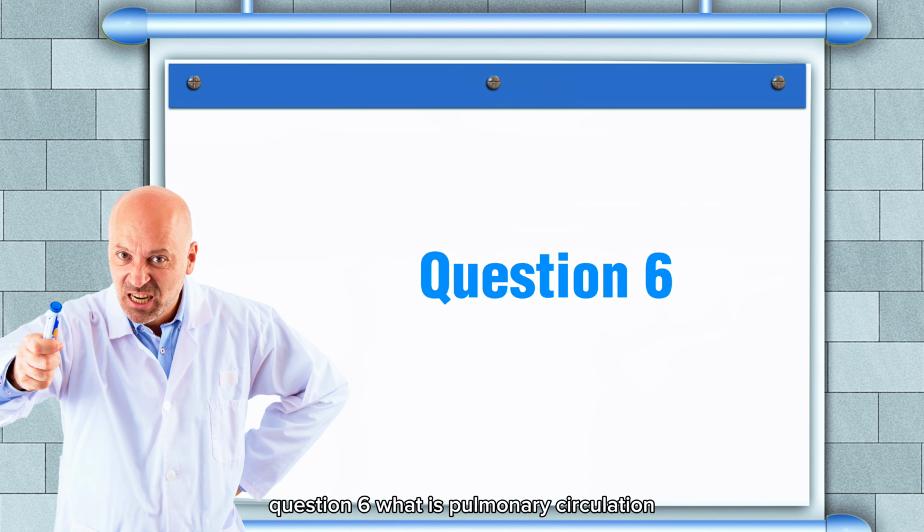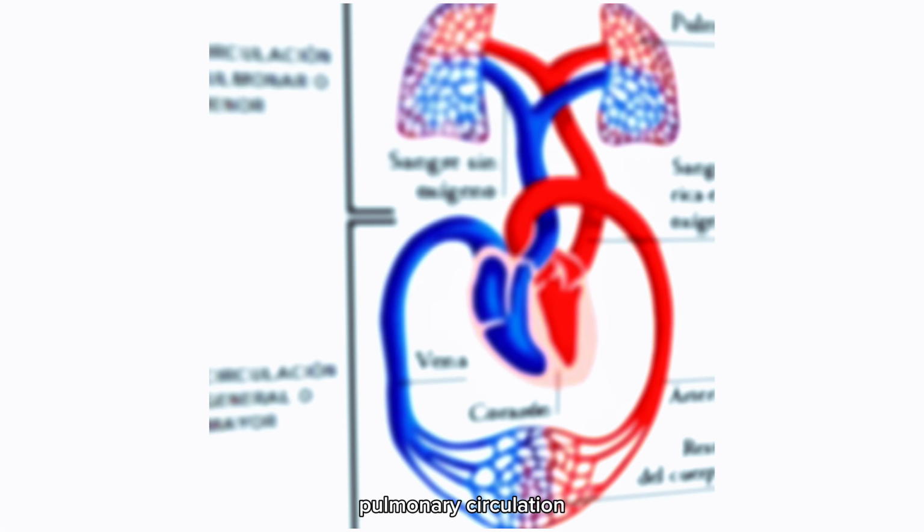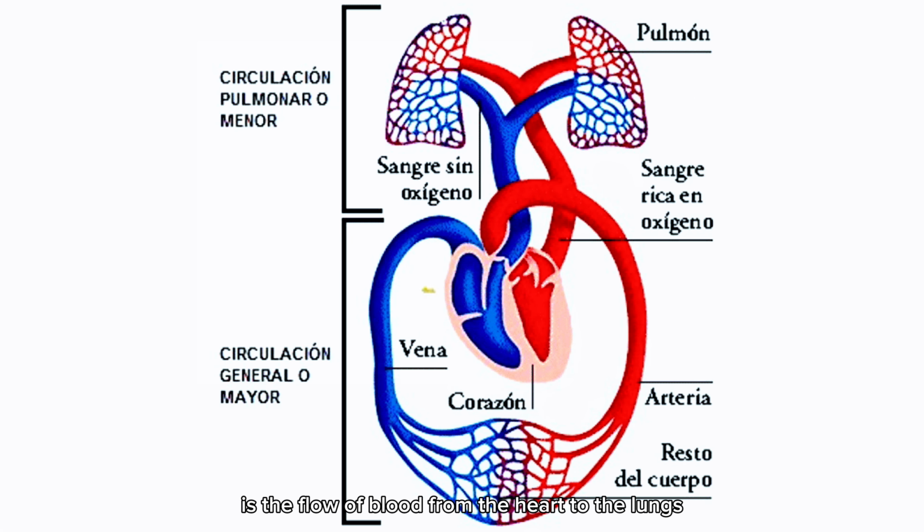Question 6. What is pulmonary circulation? Pulmonary circulation is the flow of blood from the heart to the lungs and back to the heart. Its main function is to oxygenate the blood and eliminate carbon dioxide.